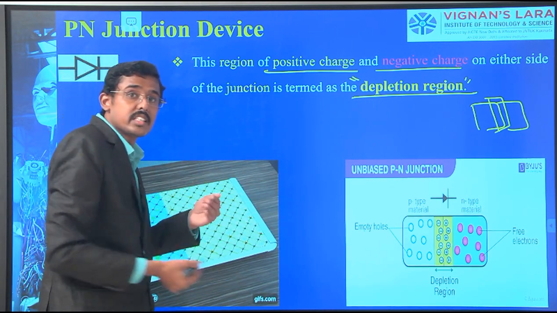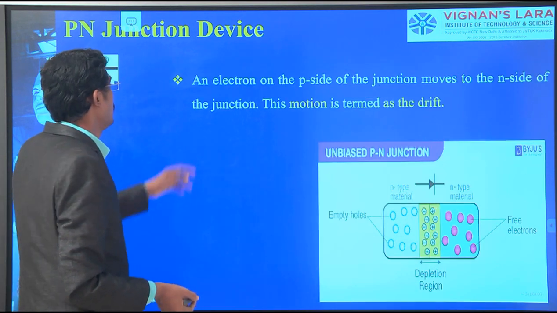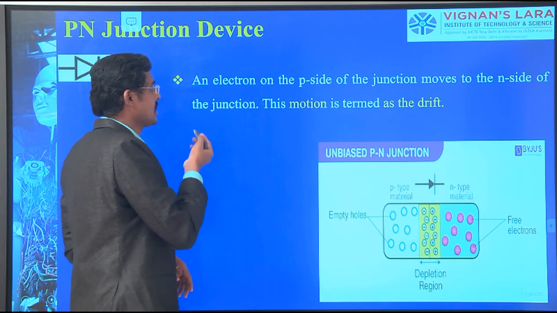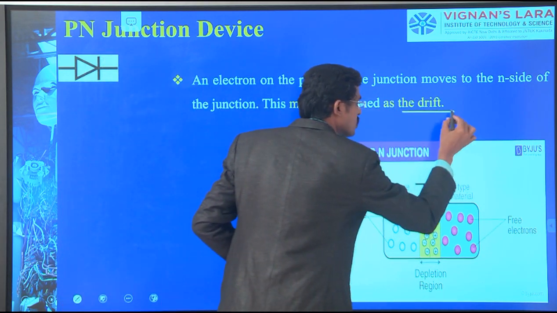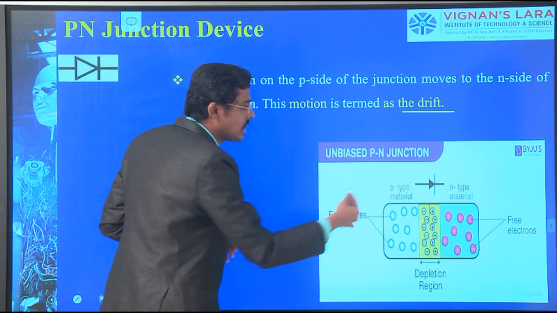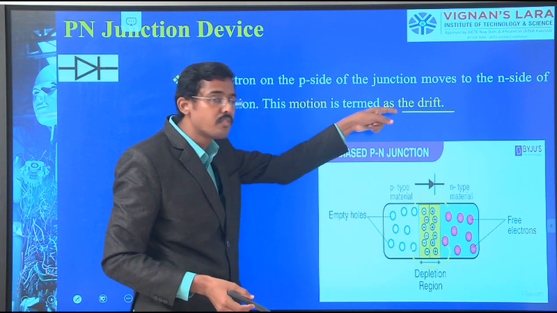Further, there is no exchange of electrons and positive charges. An electron on the P side of the junction moving to the N side is termed the drifting process. So this interchange we are naming the depletion region. The interchanging process of these two here and these two here we are naming the drifting process.